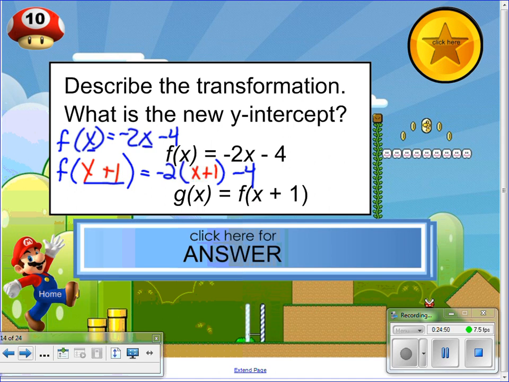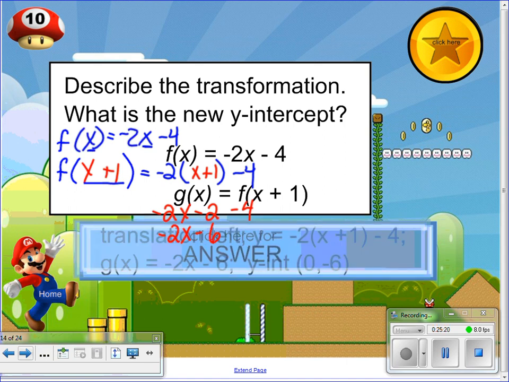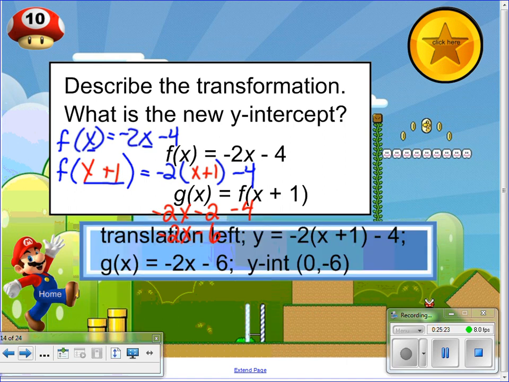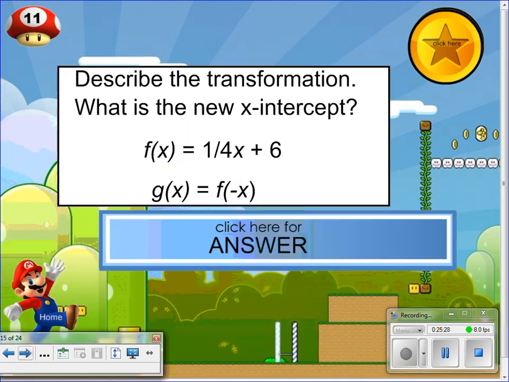So negative 2 times x is negative 2x. Negative 2 times positive 1 is negative 2, and then you have the minus 4 hanging out on the end. When you combine that, you have negative 2x minus 6. So what's the new y-intercept? The new y-intercept on this particular one should be 0, negative 6. Everybody good there? Great.